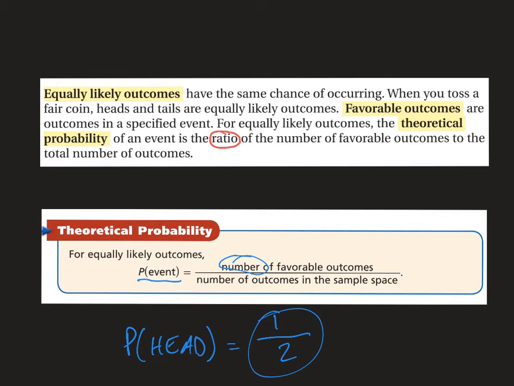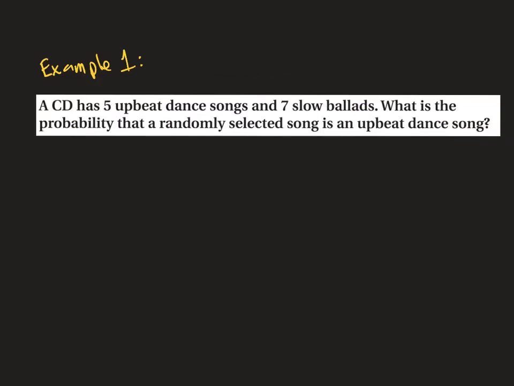Now remember, we might see that as a decimal, so that could be written as 0.5, or you might see it as a percent, which would be 50%. But this theoretical probability is originally created by making this fraction, favorable over total in the sample space. Let's look at some examples. Okay, in example 1, a CD has 5 upbeat songs and 7 slow ballads. What is the probability that a randomly selected song is an upbeat dance song?